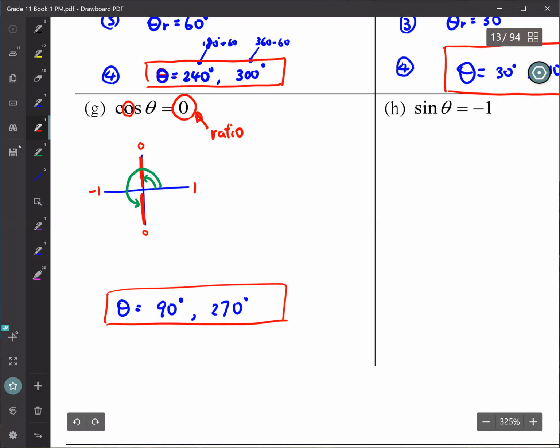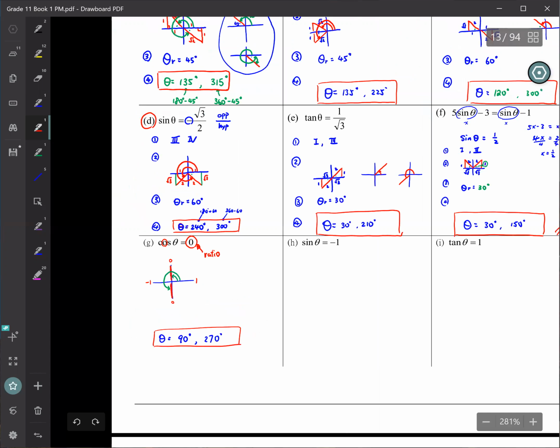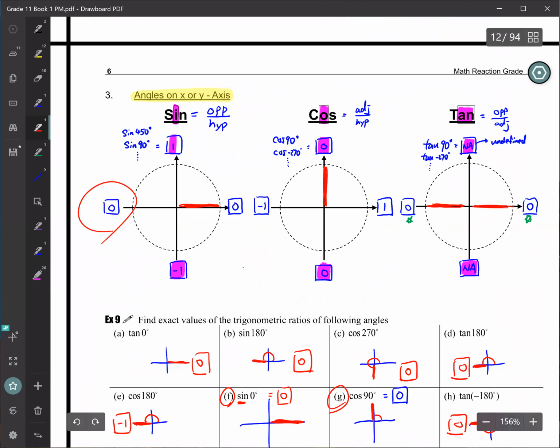So if you get something that has a ratio of 0 or -1 or 1, it's possible it could be on the axis, okay, but not all the time. You have to think about if it works, right? Because if you look at tangent, you don't have 1 or -1. You only have 0 or undefined, okay? It's only sine and cosine that have 0, 1, and -1. So just be careful.